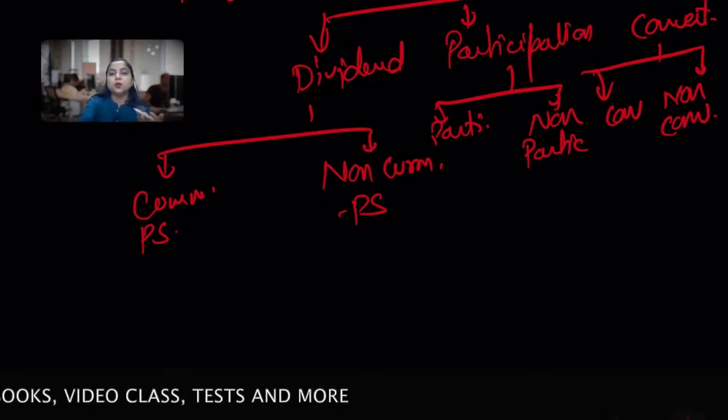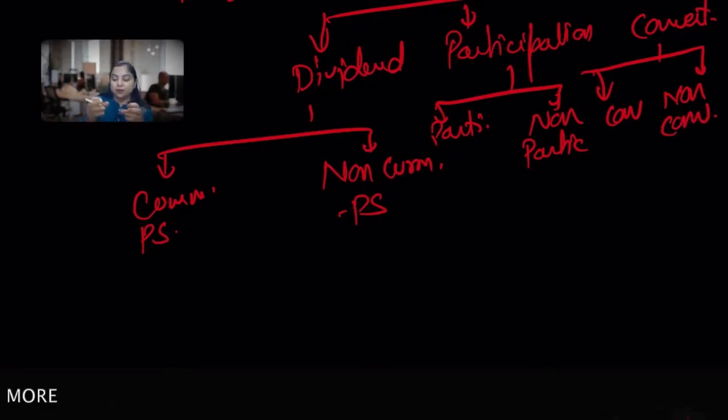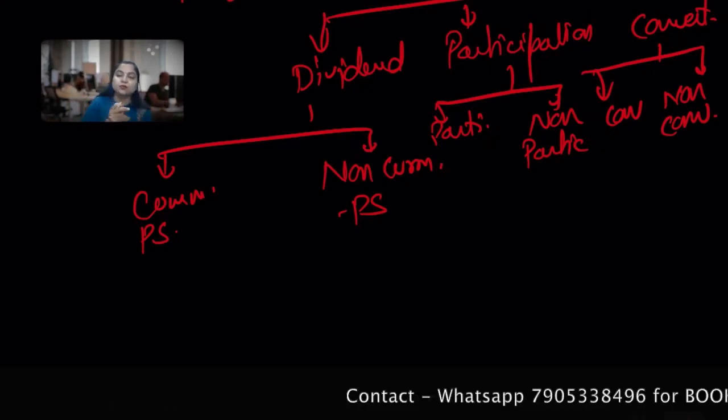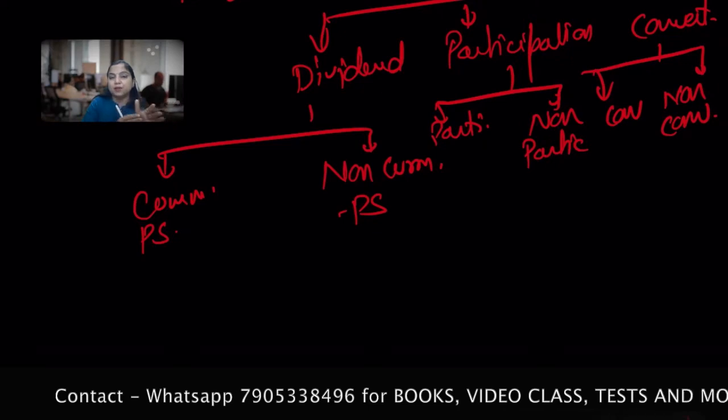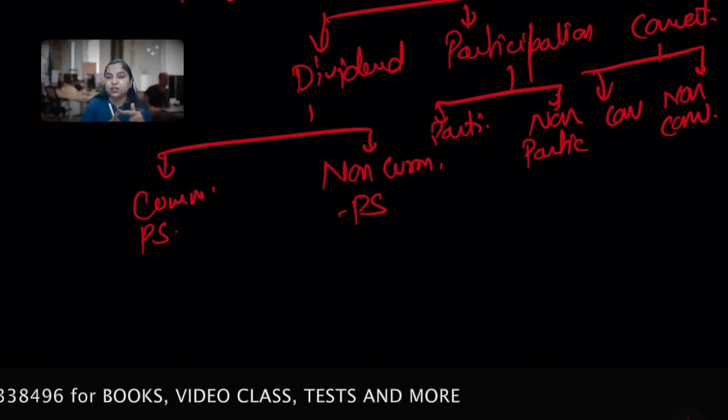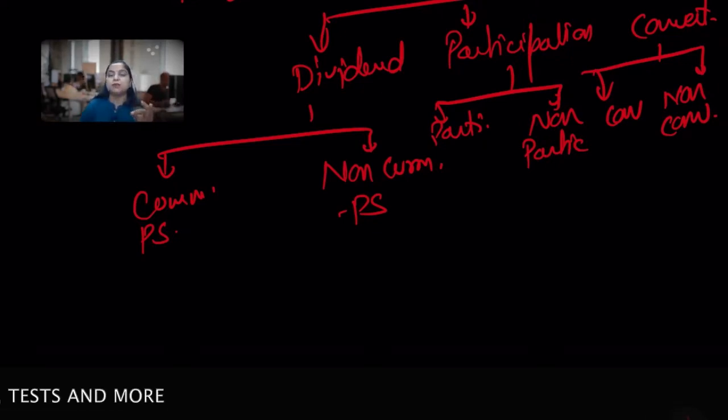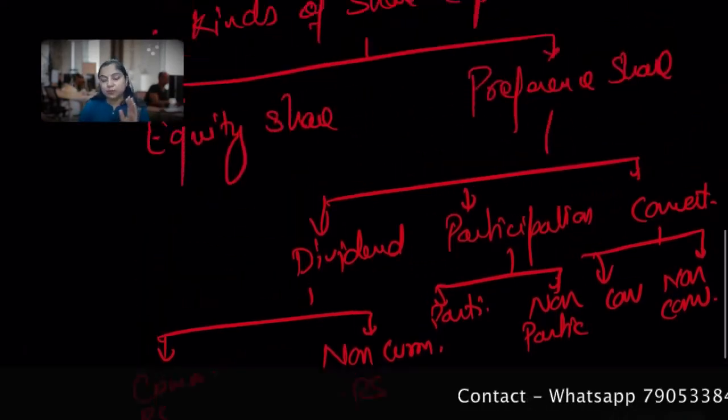So this is the share capital which the company issues to raise finance and to run the business. This is the share capital of the company which is limited by its shares and can be of two types. As per Companies Act 2013, it can be equity shares and preference shares.